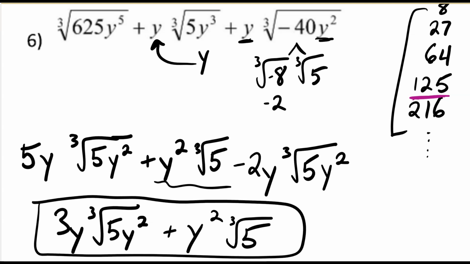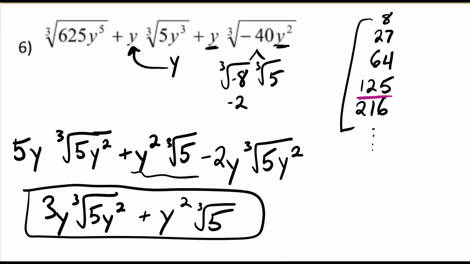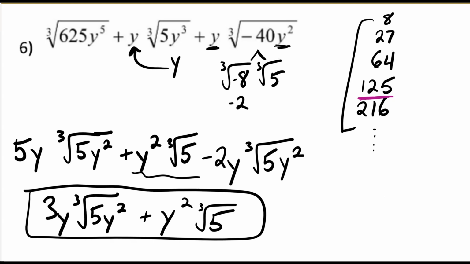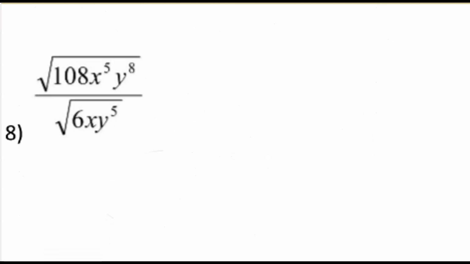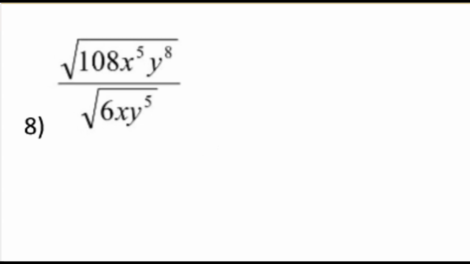Sometimes you will be able to combine all your terms, sometimes you won't. You need to be very meticulous as you're going through simplifying these radical expressions. So that's if I'm adding or subtracting radicals. For multiplying and dividing, it works in a similar way, but there are some shortcuts that you could take.